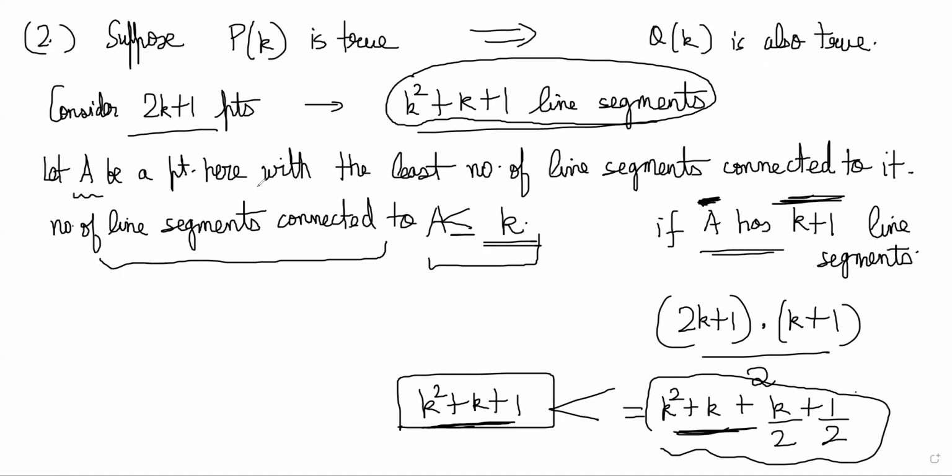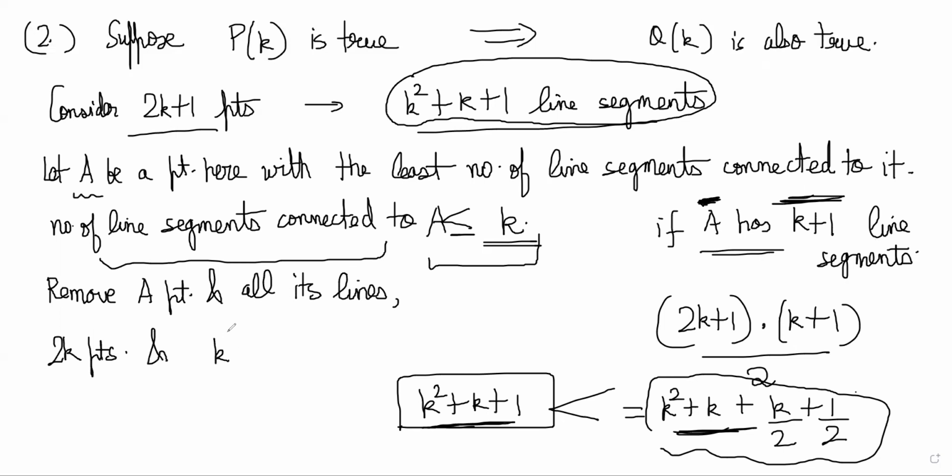So now what we will do is we remove point A and all its line segments. So now we'll be left with 2k points and greater than or equal to k square plus 1 lines, because A can have at most k. So when you remove at most k, you can have greater than or equal to k square plus 1 lines joining them, right?